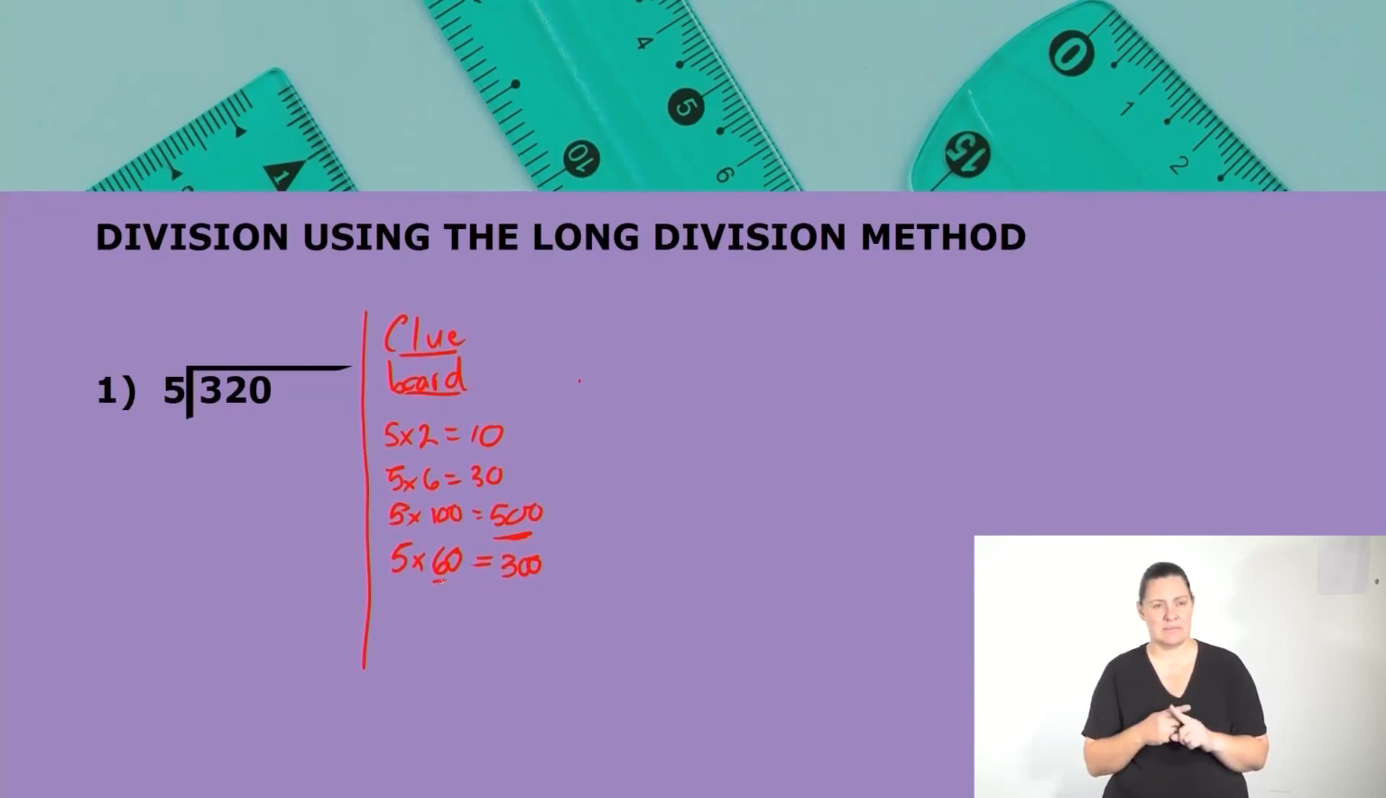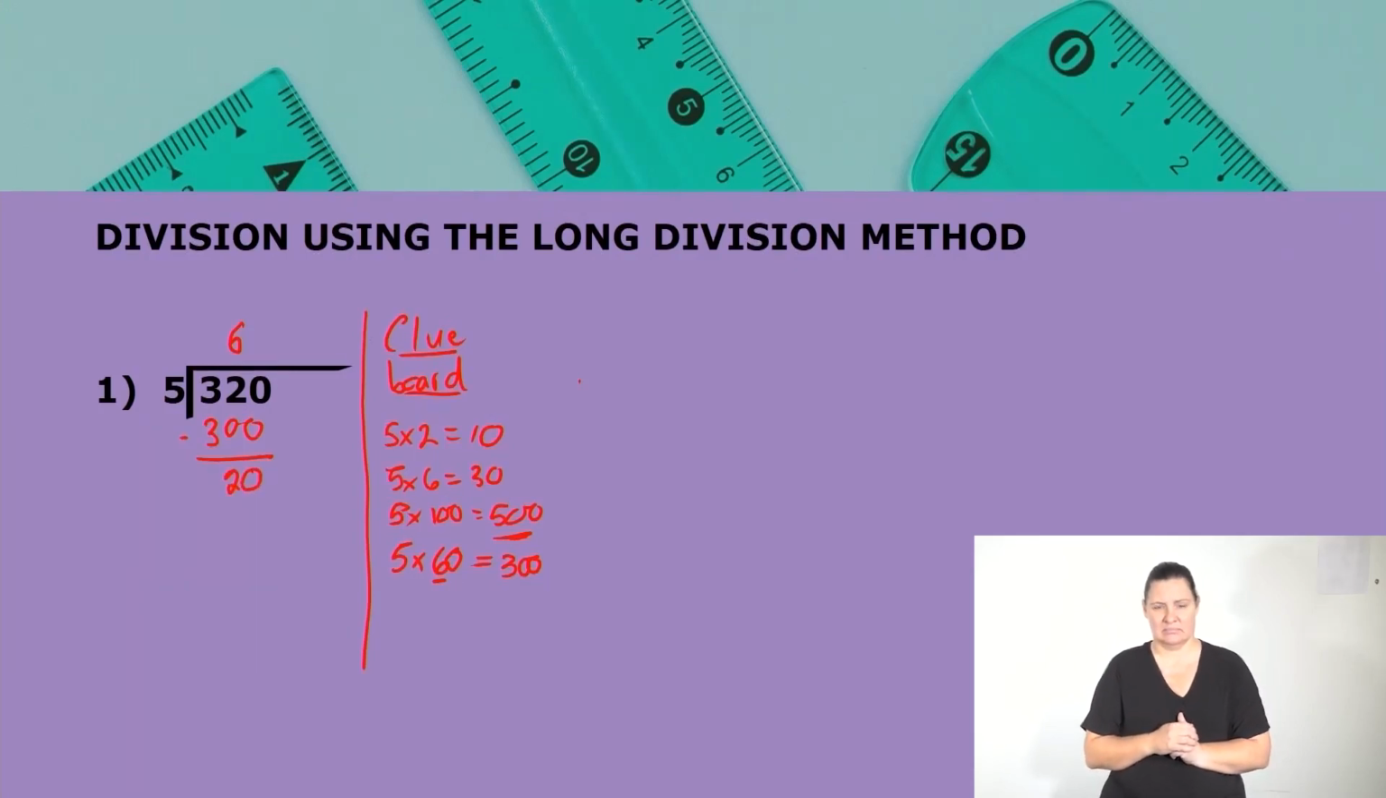We did multiply by 60, so I am going to place a 6 in the tens column. So now we have found that we can take out 60 groups of 5 in 320. So 60 multiplied by 5, that will give us 300. The next step is to subtract. 320 minus 300 leaves us with just 20.